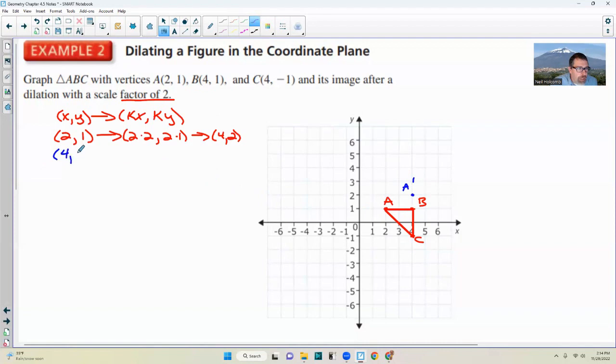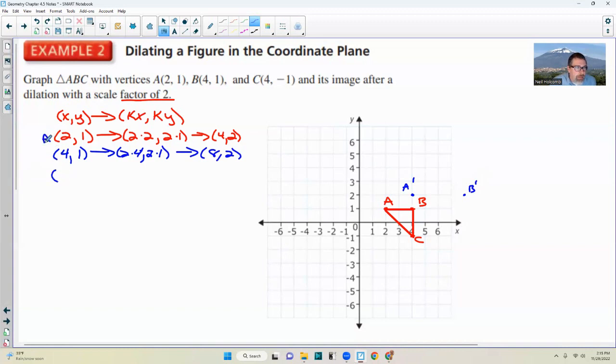So 4 comma 1 is going to become 2 times 4 comma 2 times 1, which will give us 8 comma 2. And unfortunately, I'm just off over here, but I'll estimate. So here's 8, here's 7, here's 8, up 2. That is B prime. And then finally C.